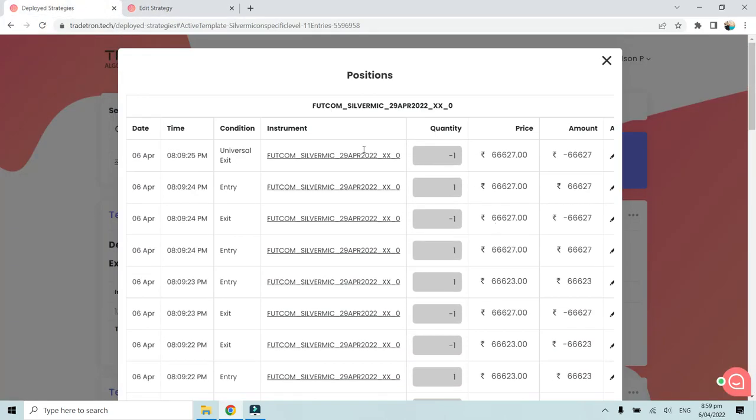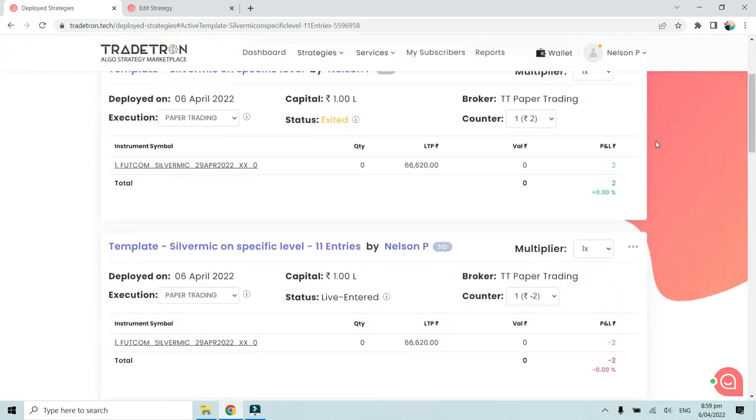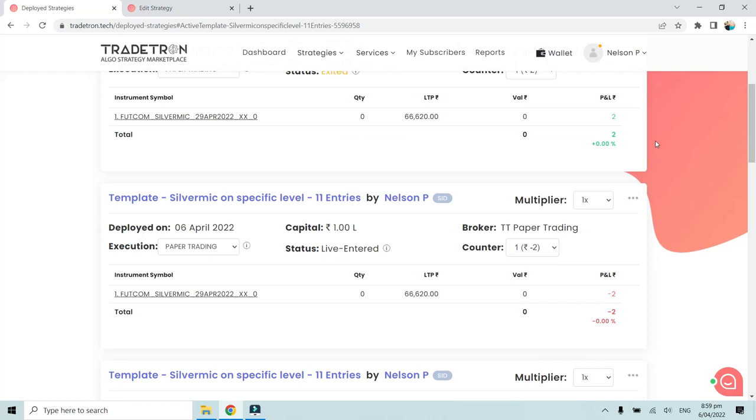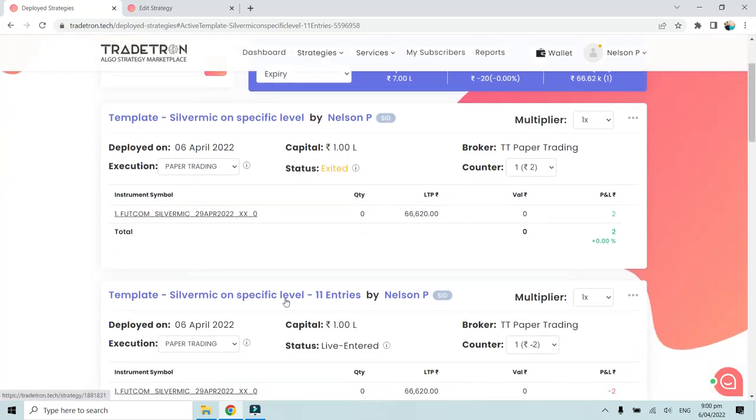So this is an example of how the strategy goes into loop. There is a very strong way of stopping the number of trades that the strategy takes, right? We have this position details keyword. As we can see, it is a similar strategy, but in the template over here, I have restricted the number of entries that this strategy can take to a maximum of 11.